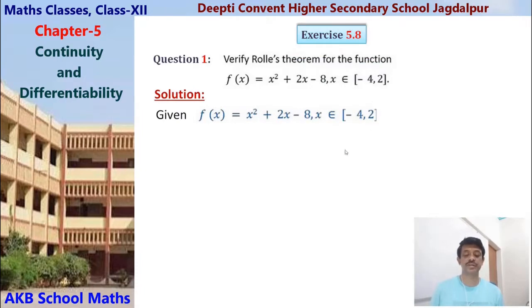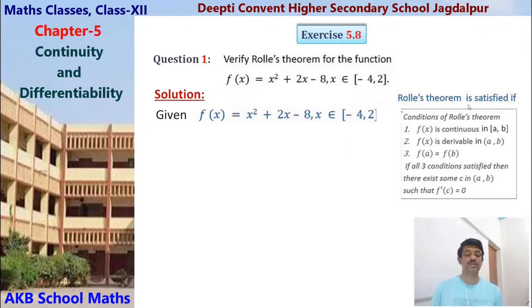Now we know Rolle's theorem has three conditions: function f x is continuous in the closed interval a b, f x is differentiable in the open interval a b, and f a equals f b. If these three conditions are satisfied, then we can apply Rolle's theorem and get a result: there is some c in the open interval a b such that at that point the derivative equals 0. So first of all we have to check these three conditions.